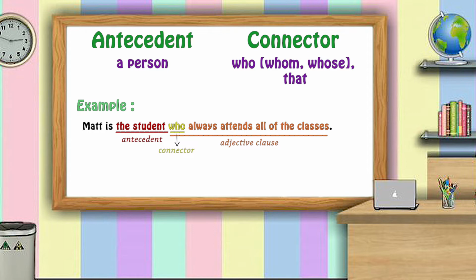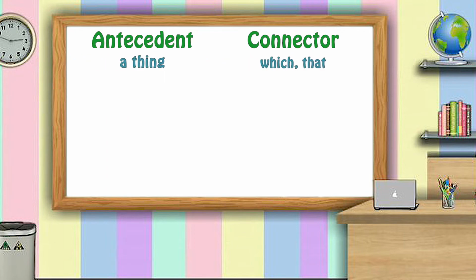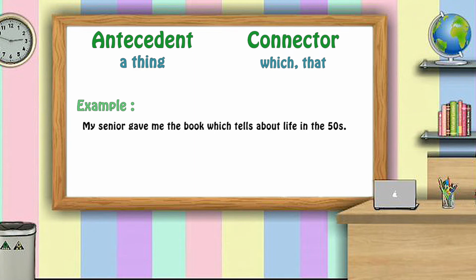When the antecedent is a thing, we use the connector which or that. Let's see the example. My senior gave me the book which tells about the life in the 50s. The book is the antecedent, and which is the connector or relative pronoun. Which tells about life in the 50s is the adjective clause that modifies the word the book.